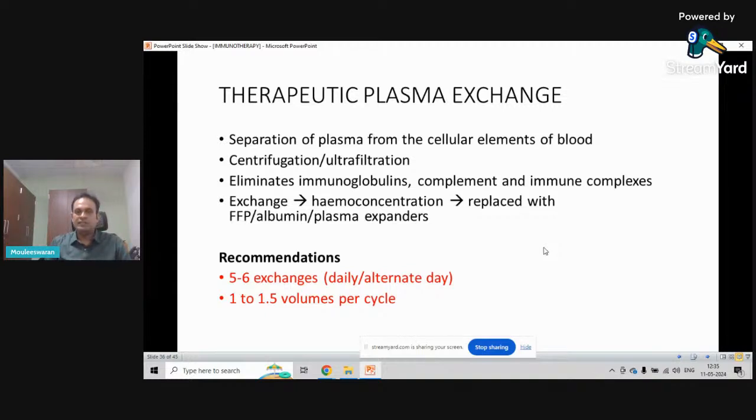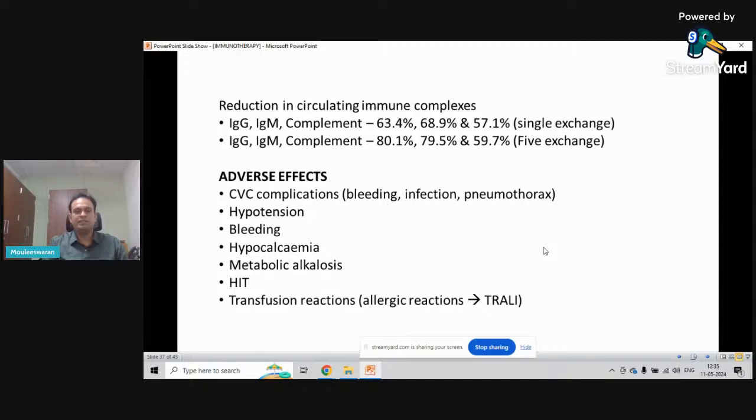So following a single exchange, there is a 63.4% reduction in IgG, 68.9% reduction in IgM, and 57.1% reduction in the complements. Whereas following 5 exchanges, it can go as high as 80.1% in terms of IgG, 79.5% in terms of IgM, and 59.7% in terms of complement.